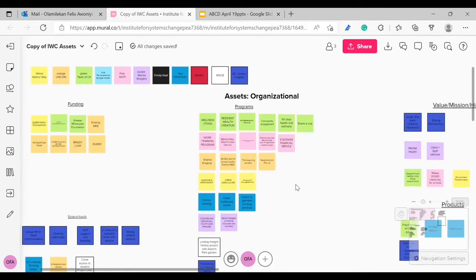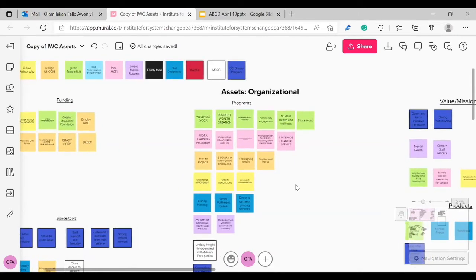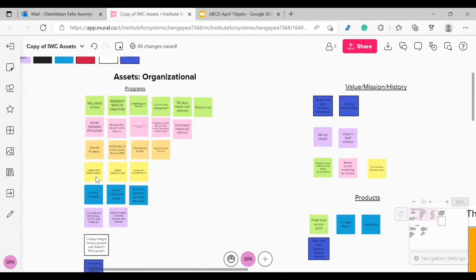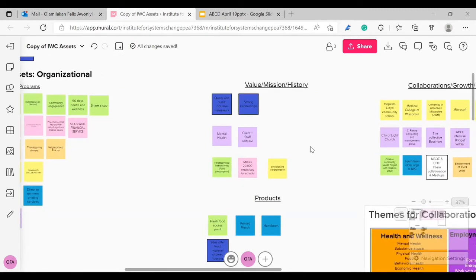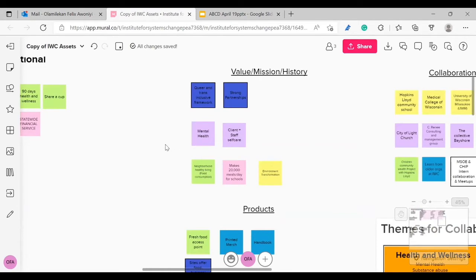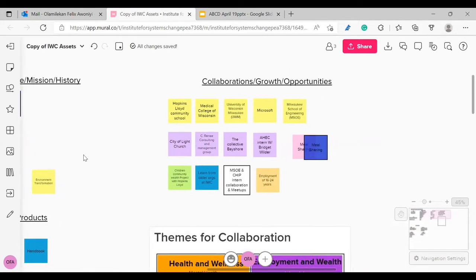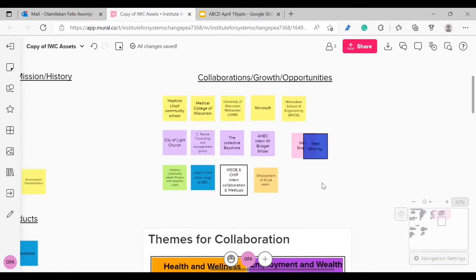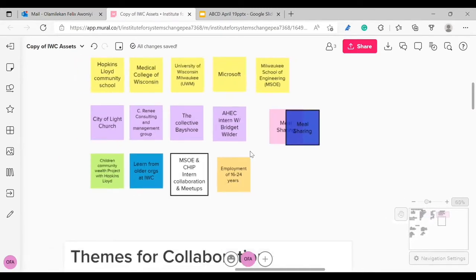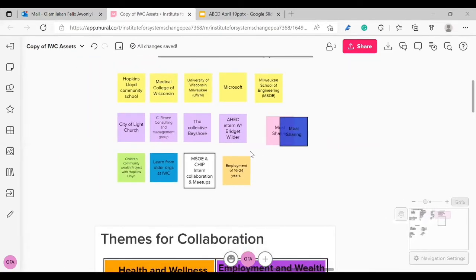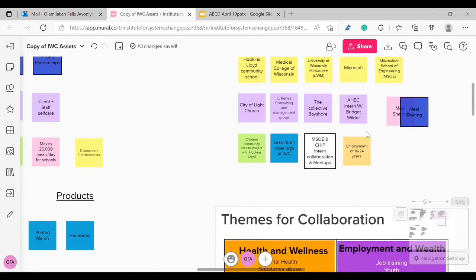We laid out each organization according to the programs that they do. And here we have the value and the mission and the history of the organizations in the Wellness Common, as well as the collaboration and growth opportunities. If you look closely here, for these two organizations, they already have something in common, even while we are pulling out their assets. Showing these out makes them realize what they have in common. I mean, the intersections in their assets.